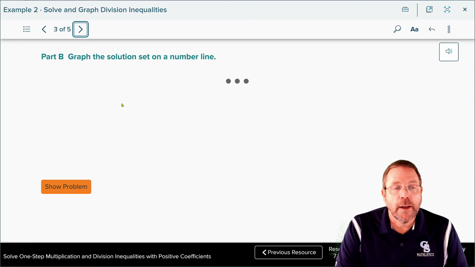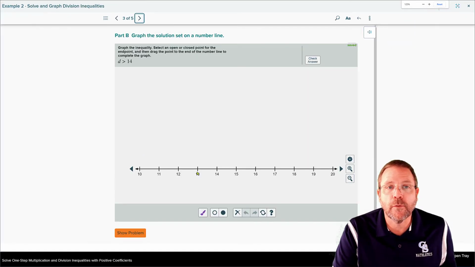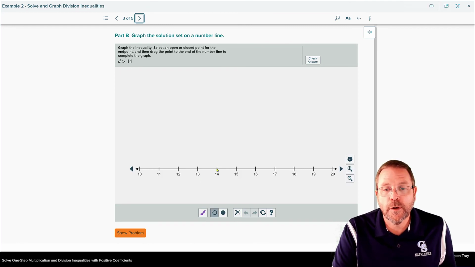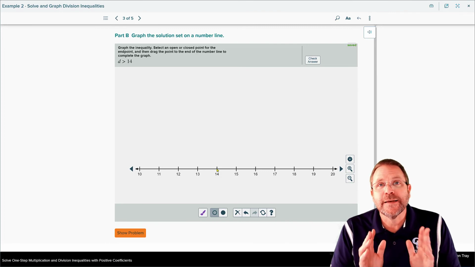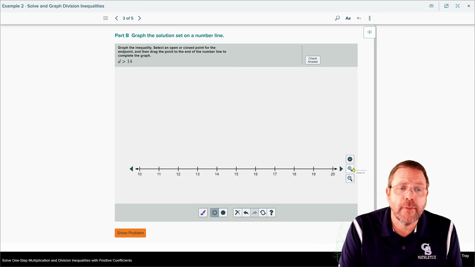And of course, we're going to have trouble graphing because it's not working right. But if it had been working right, we would be putting an open circle on the 14, which is right there. And because d is greater than it, we would draw an arrow going to the right, the side that is greater than the 14.